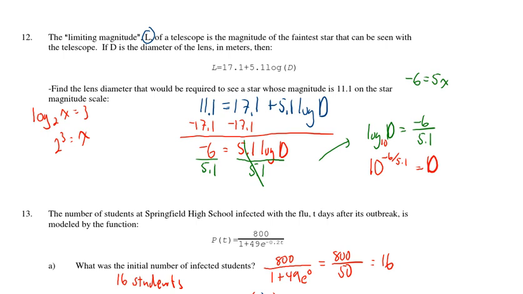Yeah, so 0.067 meters. Which is between 6 and 7 centimeters, right? Did I lose anybody on this one? Okay.